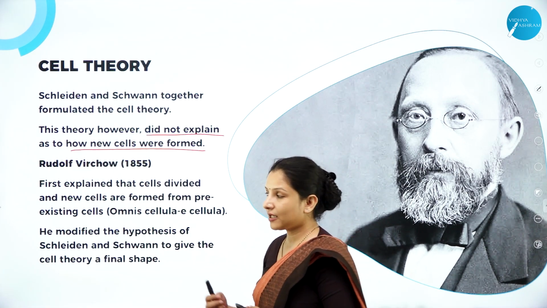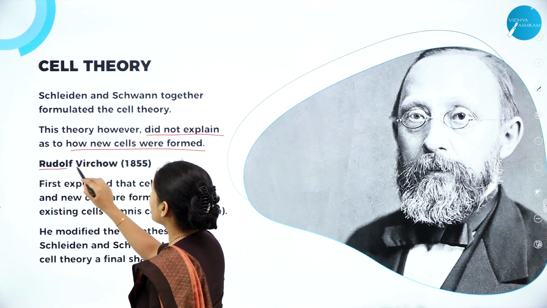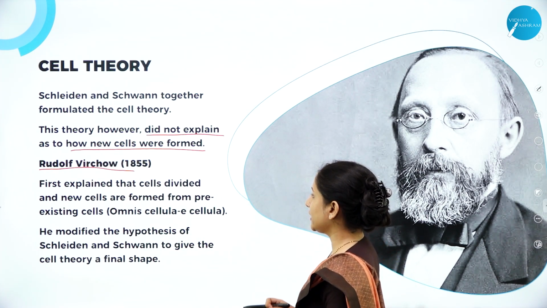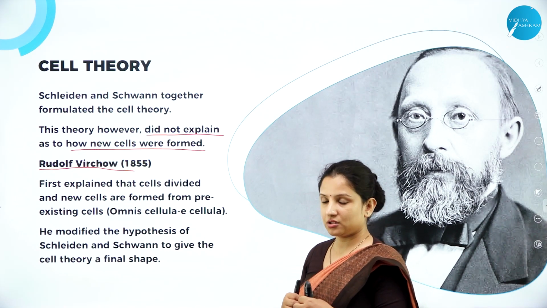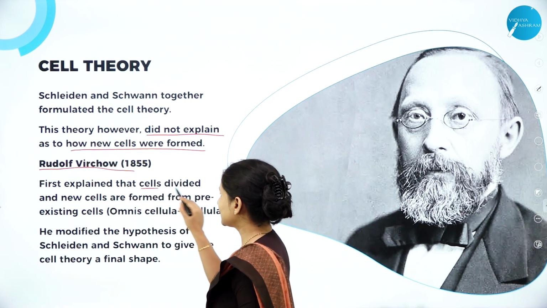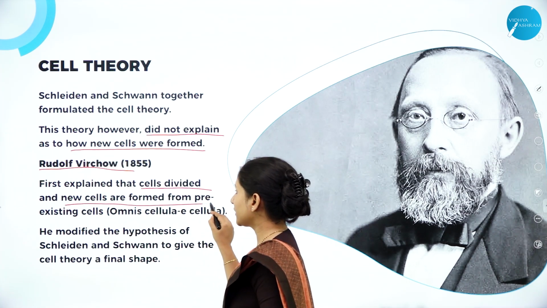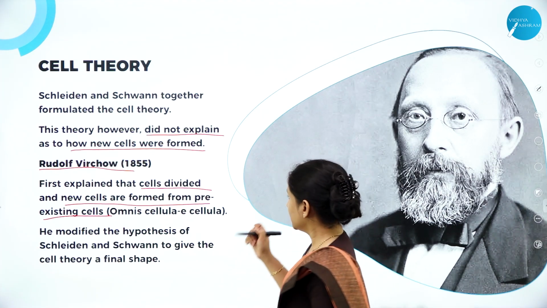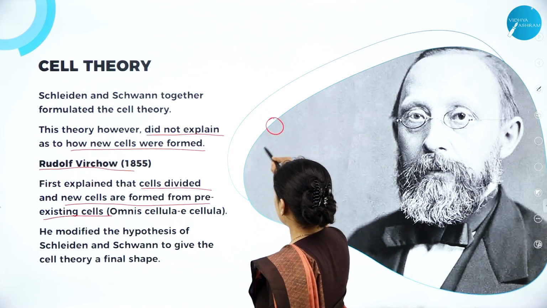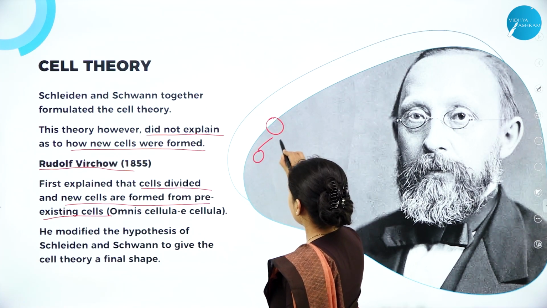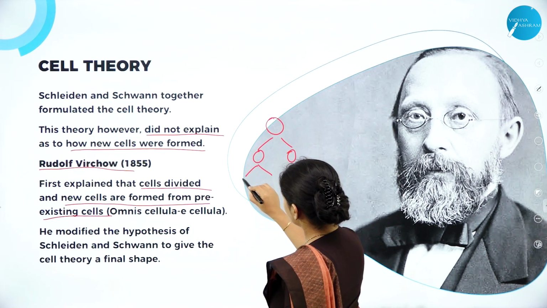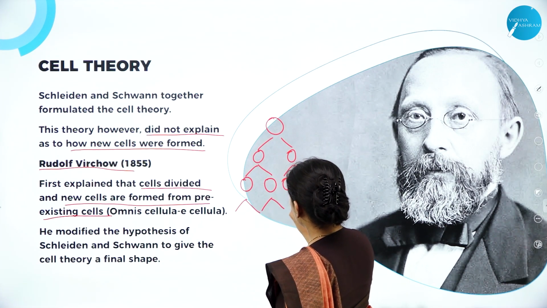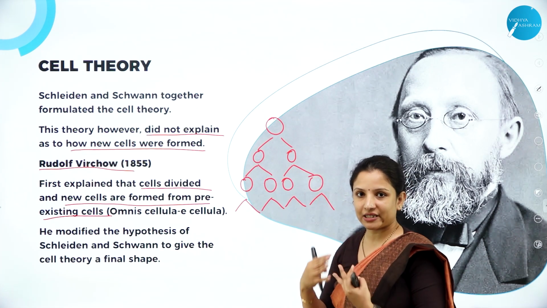And it was at that time that one more scientist, Rudolf Virchow, came. In the year 1855, he was the first person who explained that cells divide and new cells are formed from pre-existing cells. Meaning, cells are already there. From this cell, the cells divide to form two daughter cells. These will divide to form again two daughter cells each. These again will divide like this. So that is how the cells multiply and divide.